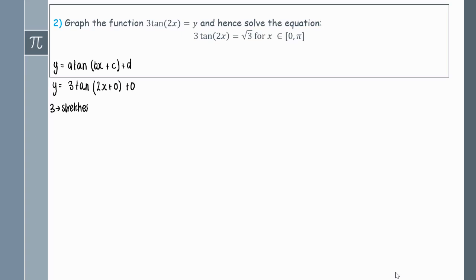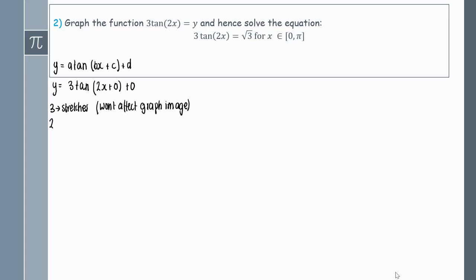So the a is 3. This means that it stretches, so the graph climbs to infinity faster, but we don't normally show this on the image. It won't really affect how you draw it too much, which is nice. If it was negative, then we would reflect it. That would affect the image a lot.